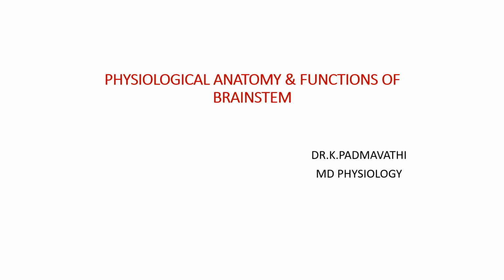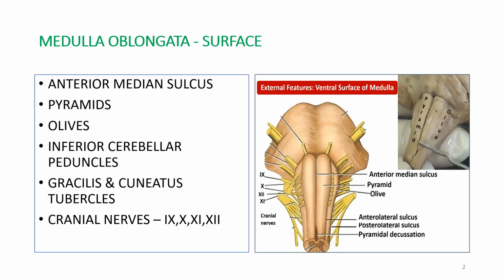Hi students, today we will learn about physiological anatomy and functions of the brainstem. The brainstem consists of, from below upwards, medulla oblongata, pons and midbrain. So you can see this about the medulla oblongata. Okay. So what does its surface contain?